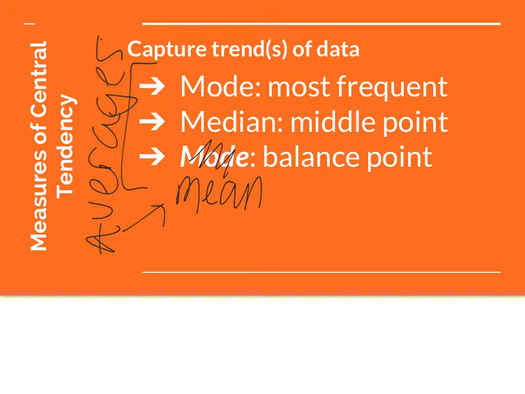And then the mean, that we all know as the average. Again, it's the arithmetic average. We'll explain these, the three of them, just now.